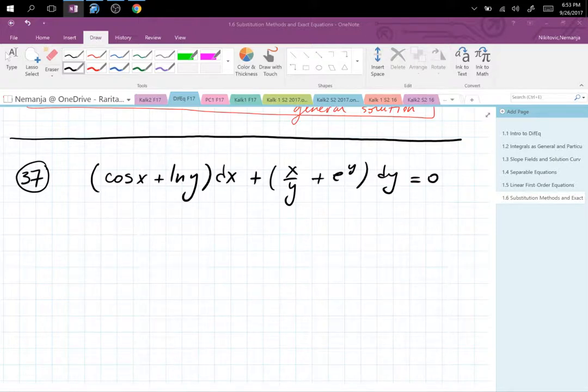Cosine, negative sine, negative. Well, we have a cosine x, which is... You integrate the same, you differentiate the opposite. You will always differentiate the opposites in equations.